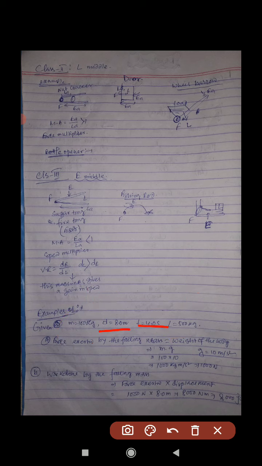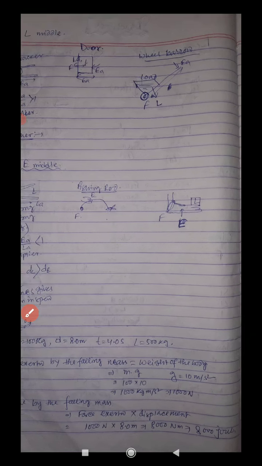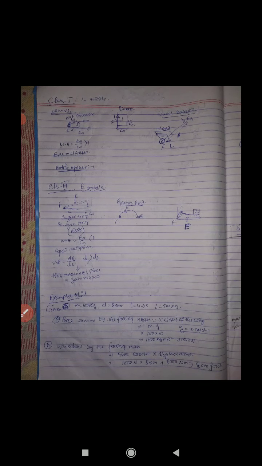So displacement, time, load, mass, everything is given. Not length, sorry, that is load. So first we need to find the force exerted by the falling mass. Students, for all these values, you must watch my previous lecture, where I explained everything related to the numericals: mechanical advantage, velocity ratio, force input, force output. Once again I am showing you this page. Okay students, now do it.